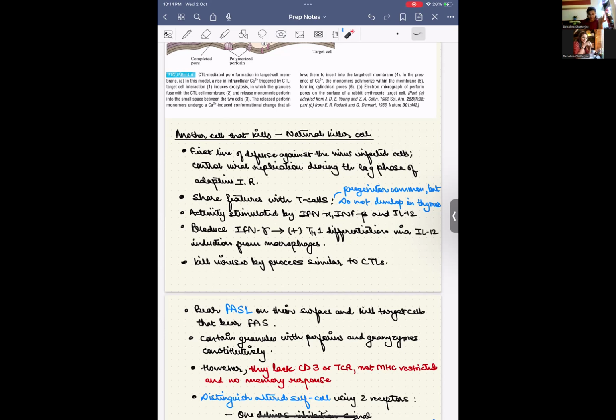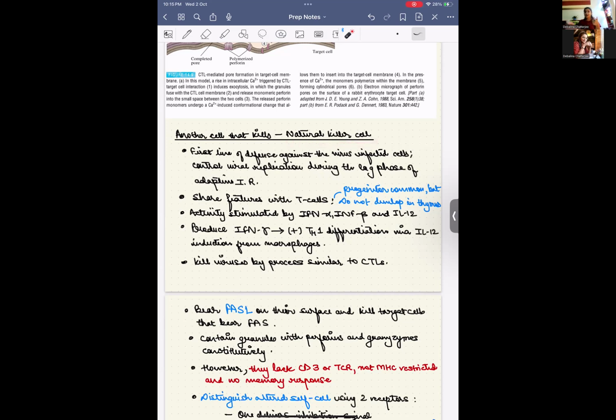So if you look here, the first line of defense against a virus-infected cell is actually the natural killer cells. We saw that the intracellular pathogens are primarily taken care of by the T cells, because the humoral component can only take care of the extracellular pathogens. But the T cell response is a part of the adaptive immune system, and the adaptive immune system, if you recall, has a lag period. So what prevents the pathogen from causing much harm to the body during this lag phase is the first line of defense, which is the natural killer cells.